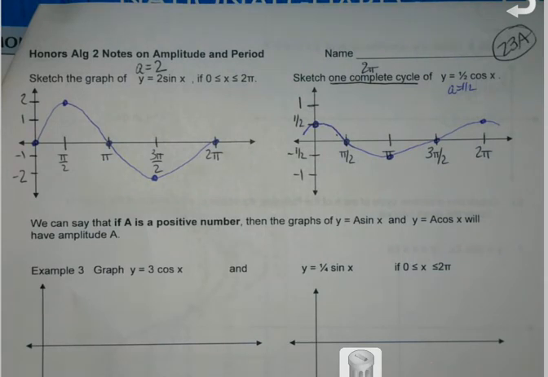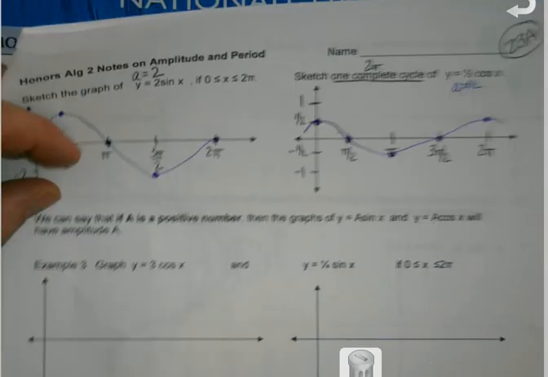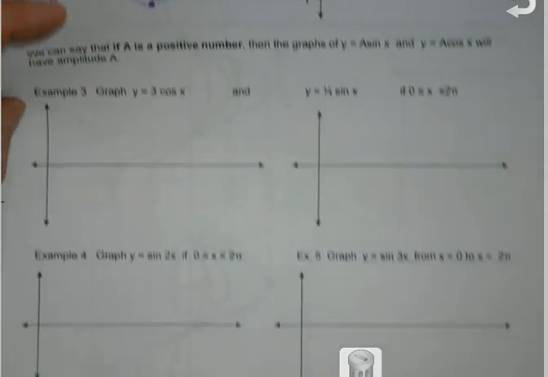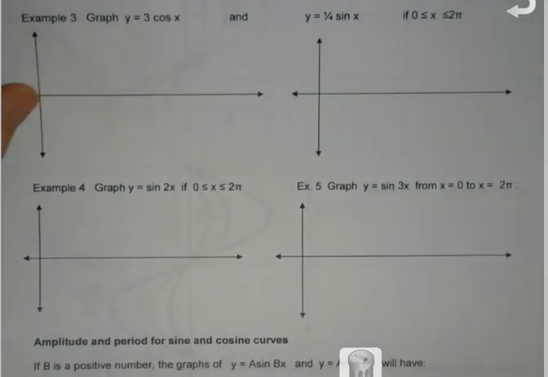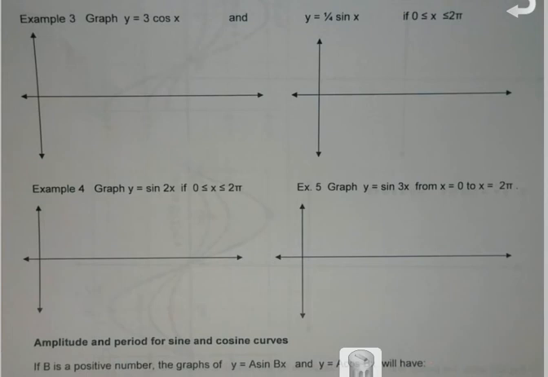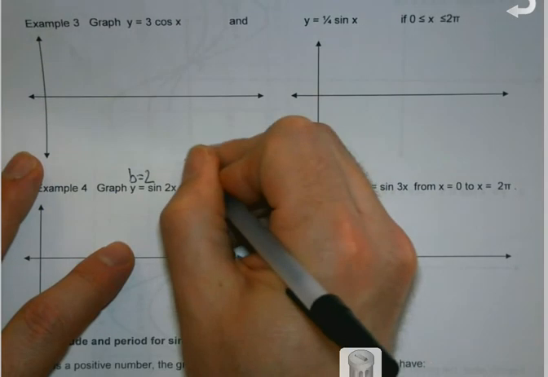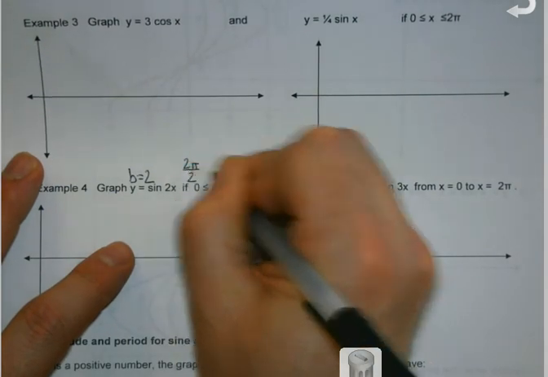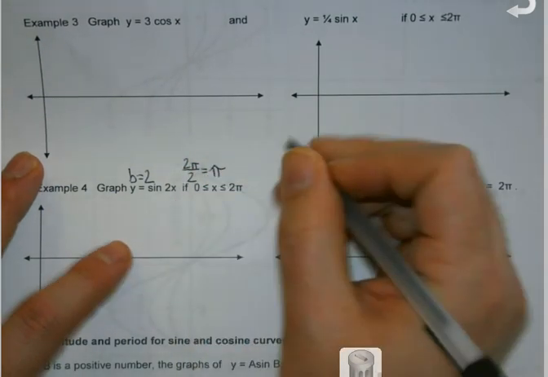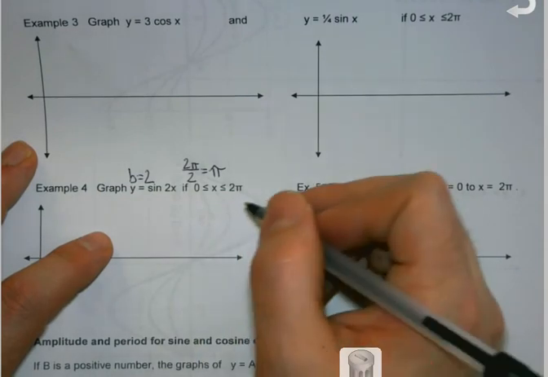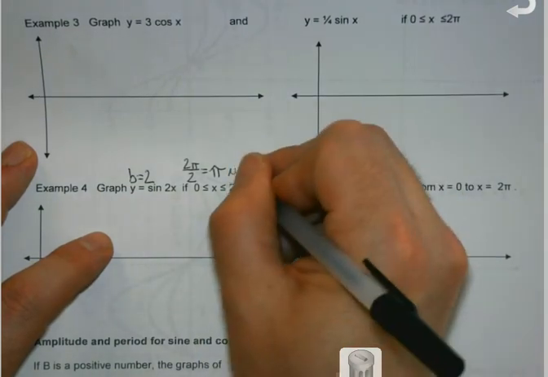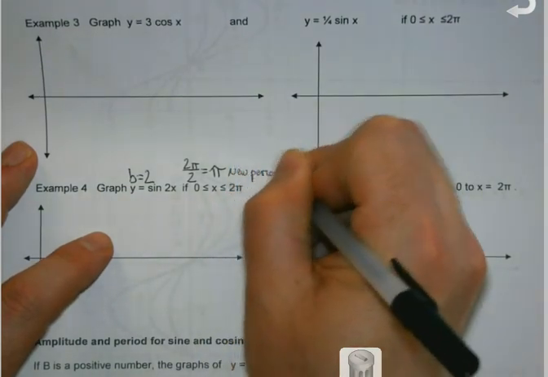Now, I am going to go past example 3 because I think we're going into overkill with amplitude otherwise. And we're going to come down to 4 where we can do a little period work. Now this gets a little more interesting. My b value is 2. So I divide 2 pi, my normal period for this, by that, and that'll give me whatever my new period's going to be.